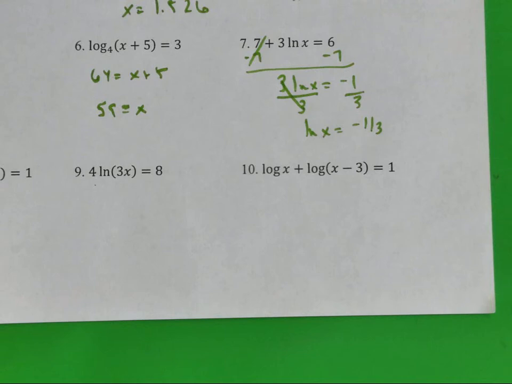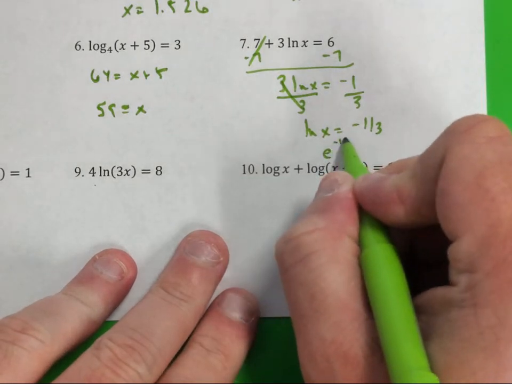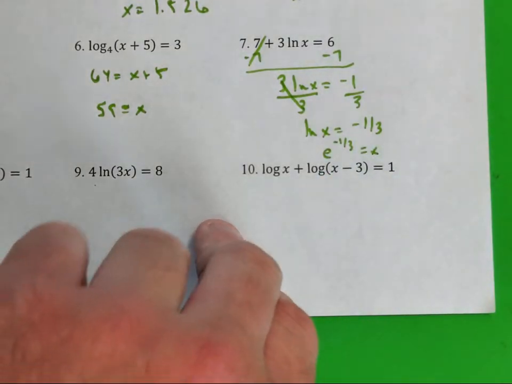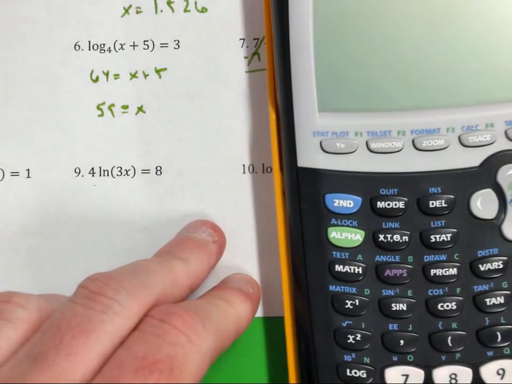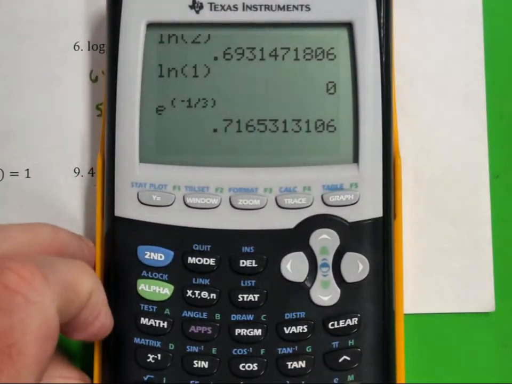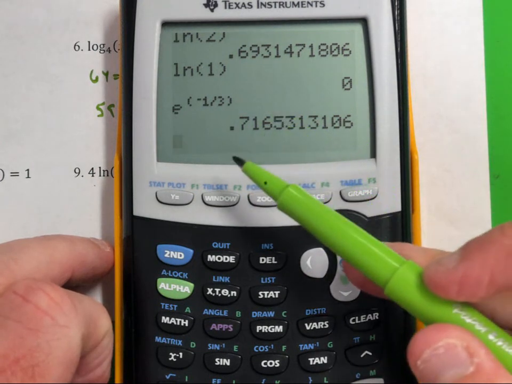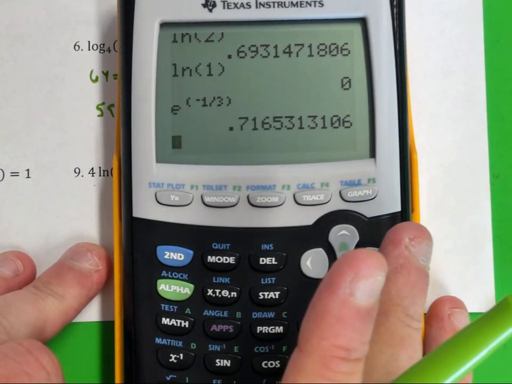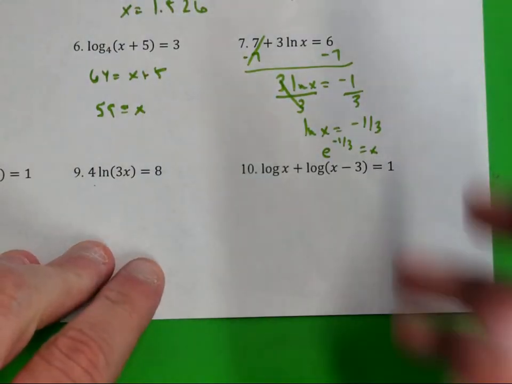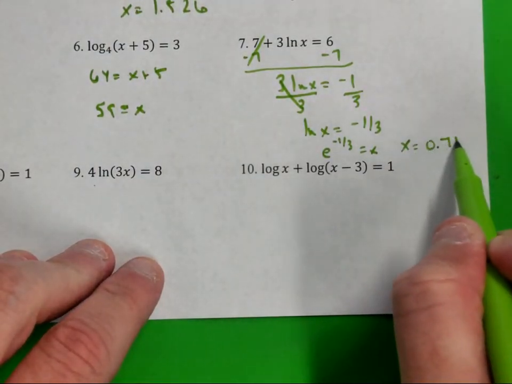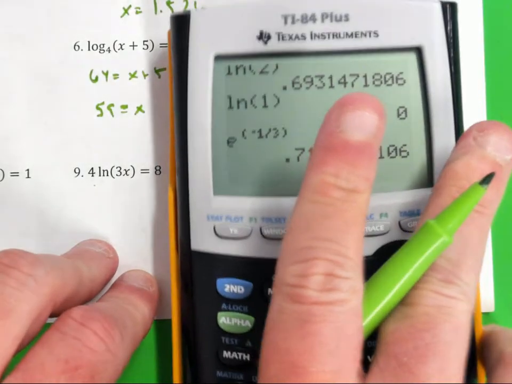Now, looking at this, it's logarithmic, so we're going to put it in what form? What's your understood base there? E. E raised to what? E raised to negative 1/3 equals x. So you're going to get your calculator, and you tell it to input E raised to negative 1/3 and you get 0.717. Make sure you put that in parentheses at negative 1/3.